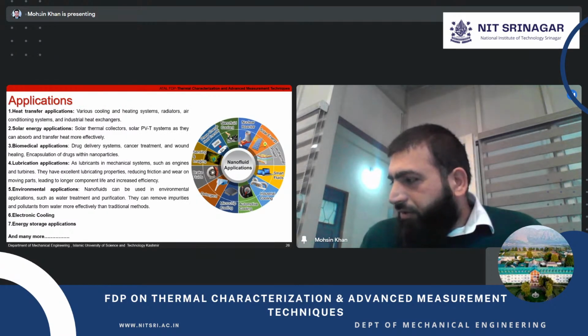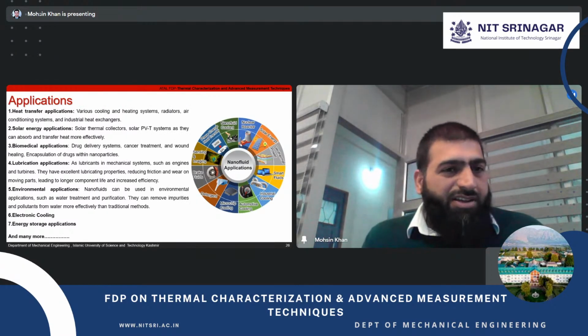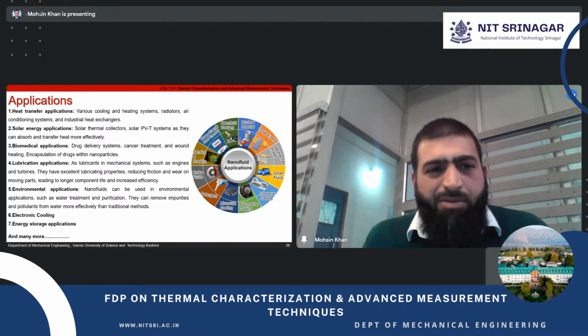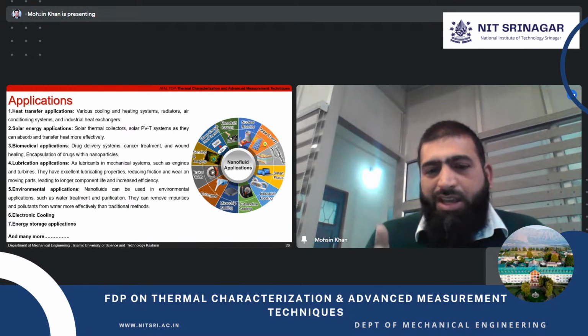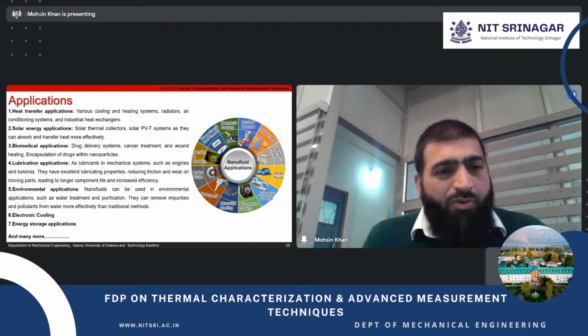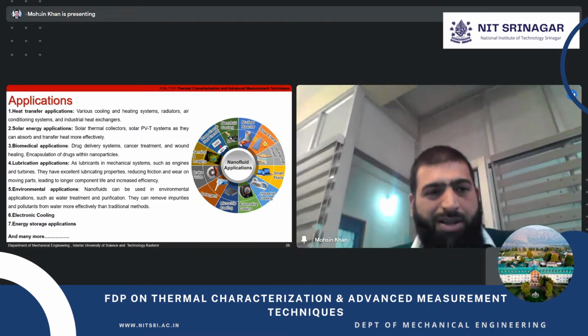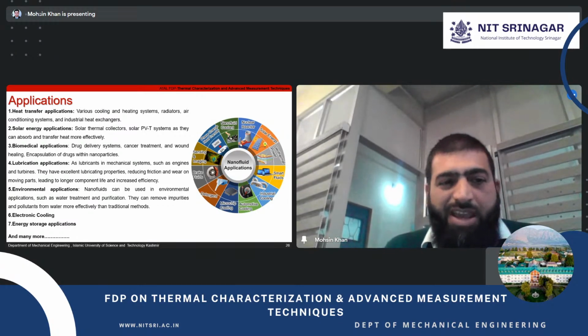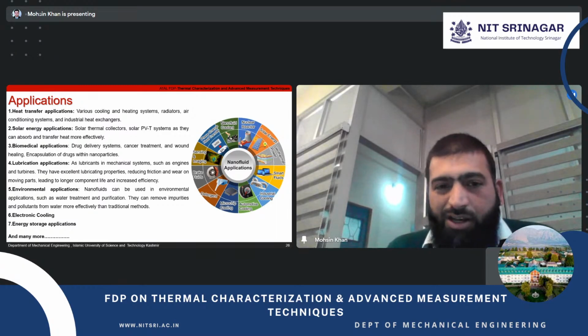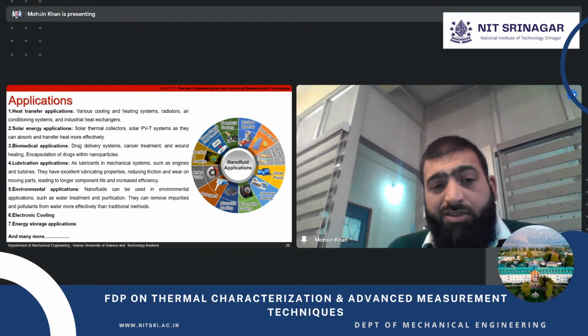So what are the applications of the nanofluids? Applications include heat transfer applications. They have been widely used in air conditioning systems and in industrial heat exchangers, where we want efficient heat transfer. Nanofluids have been widely tested and used in solar panel applications, solar PV systems, as they can absorb and transfer heat more effectively. Biomedical applications, wonderful. The whole nanotechnology is doing wonders in biomedical applications. It has been very effective in cancer treatment, in drug delivery systems, and encapsulation of drugs with nanoparticles.